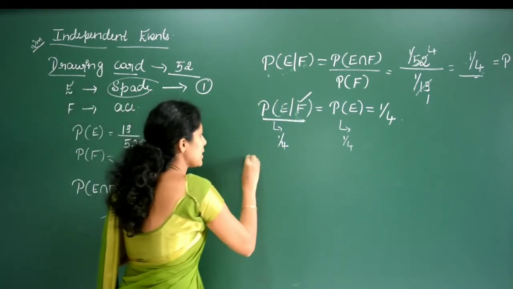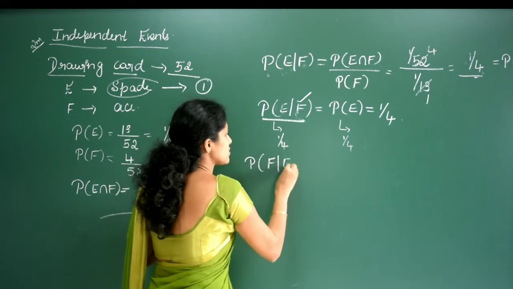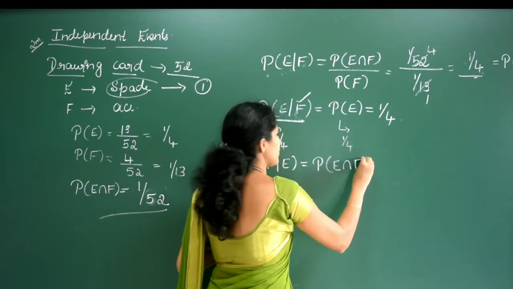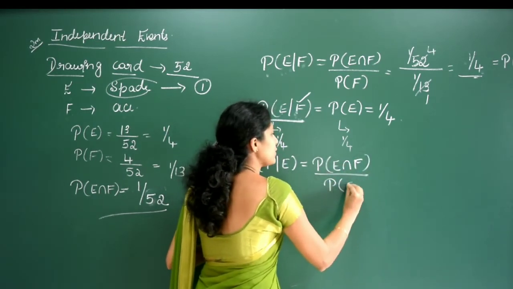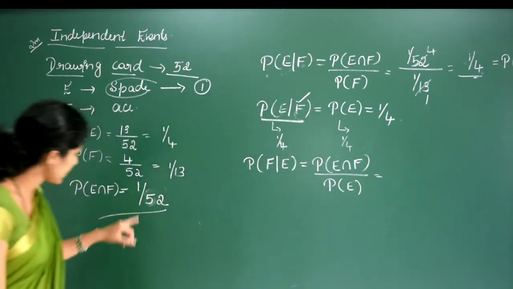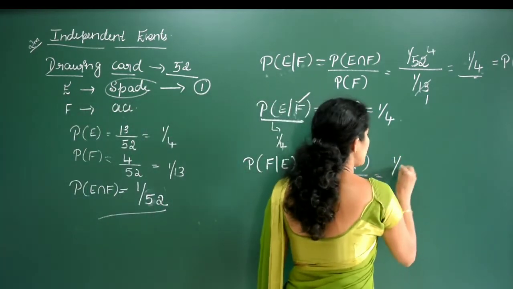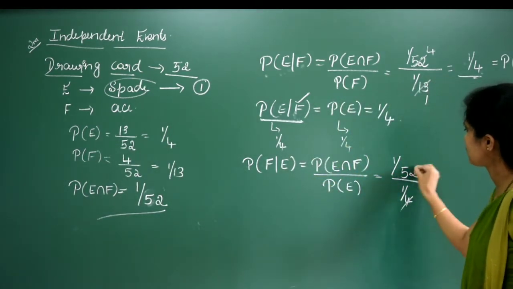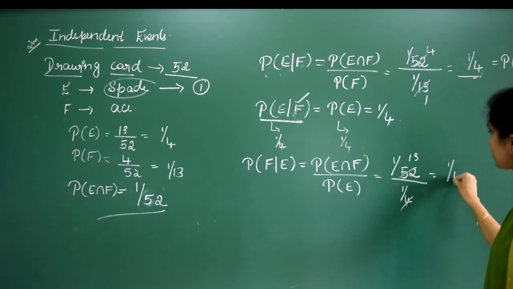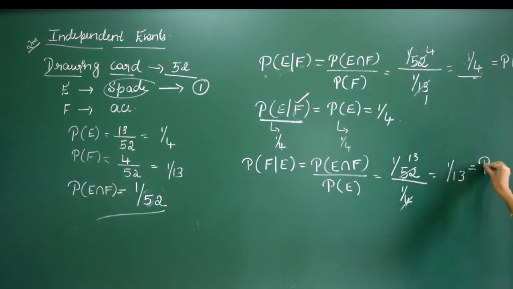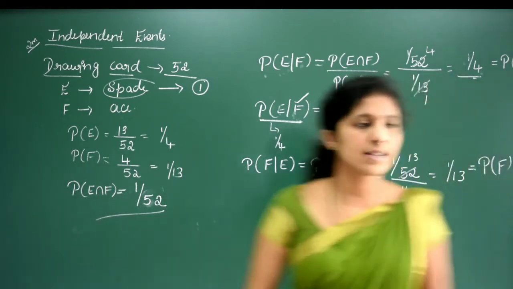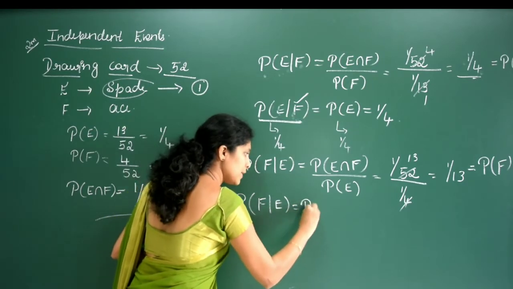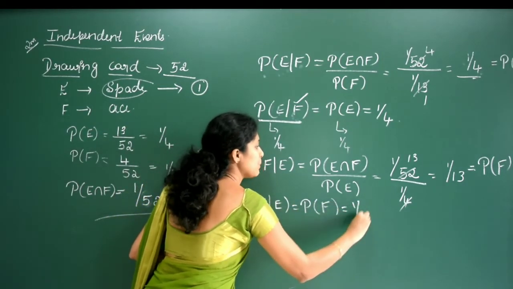And if you consider P of F by E, here also it is the same thing. P of F by E is equal to P of E intersection F, or F intersection E, divided by P of E. What is P of E intersection F? It will be equal to 1 by 52, divided by P of E, which is 1 by 4. So this is equal to 1 by 13, which is equal to P of F. So by this, what we can say? The probability of F by E is equal to the probability of F.